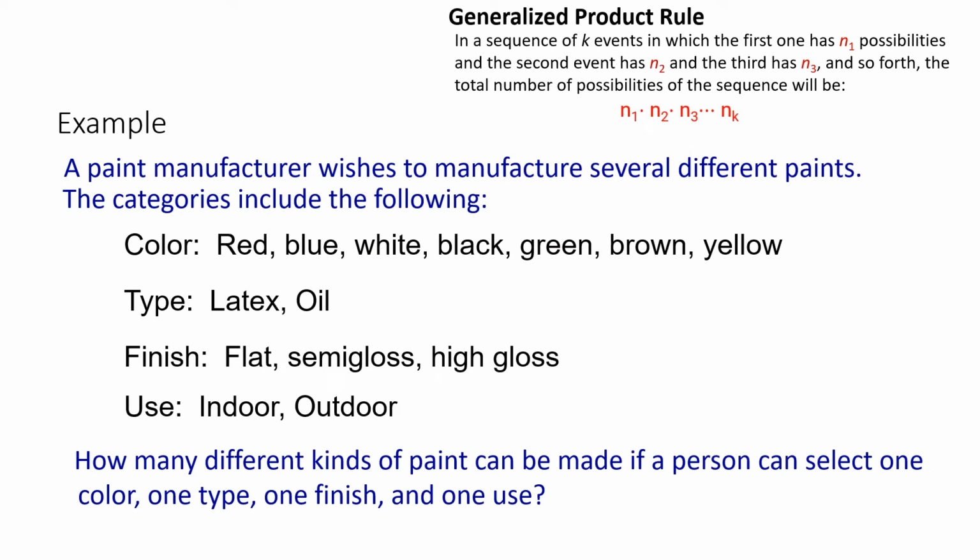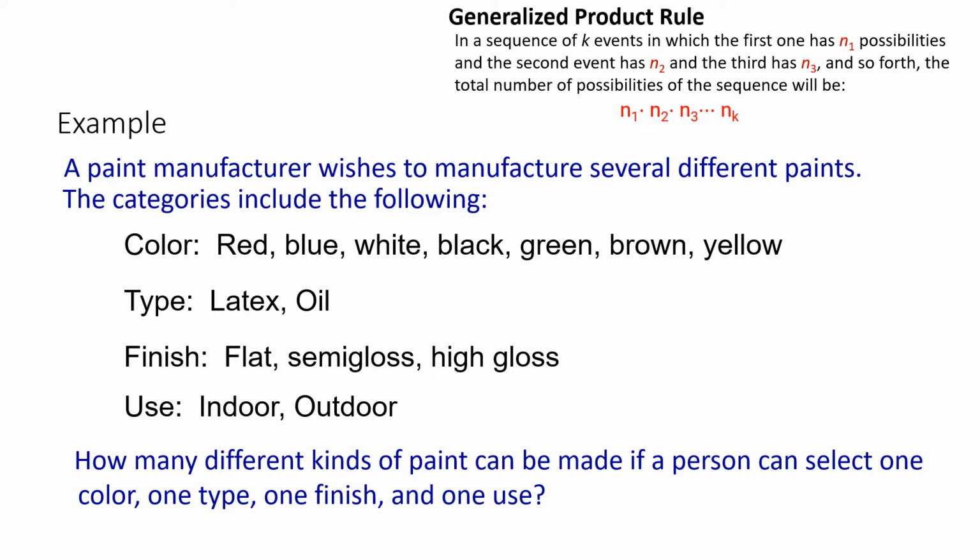Here's another example where we could use the generalized product rule. A paint manufacturer wishes to manufacture several different paints. The categories include the following. We've got different colors, so we're just going to have some basic colors: red, blue, white, black, green, brown, and yellow. We're not going to say we are mixing them at all. These 7 colors are the possibilities for the colors.